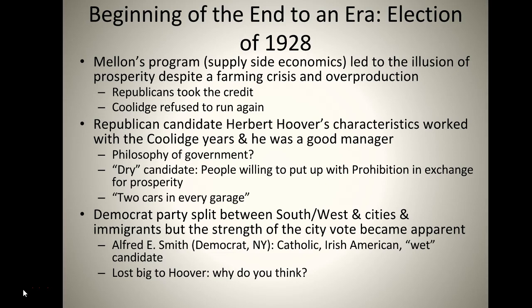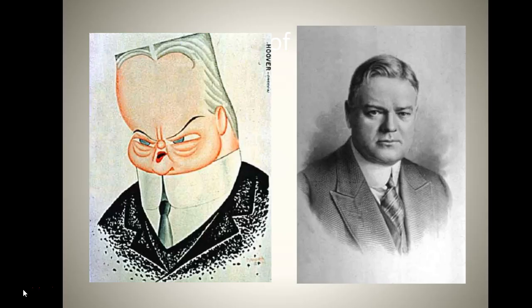And the Democratic Party is a great big mess, and they have Alfred E. Smith, who is a Catholic Irish American. And of course, Americans are kind of nativist, right? They resist Catholicism. So the Democrats are never going to win very big in 1928.